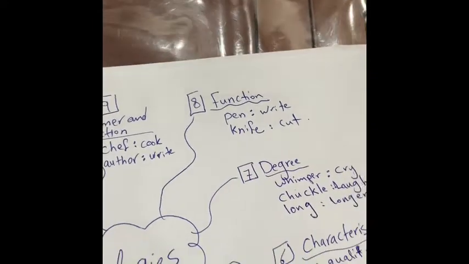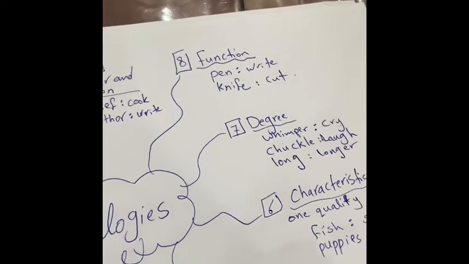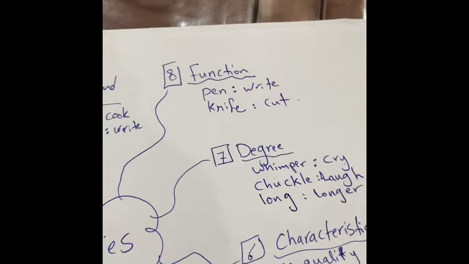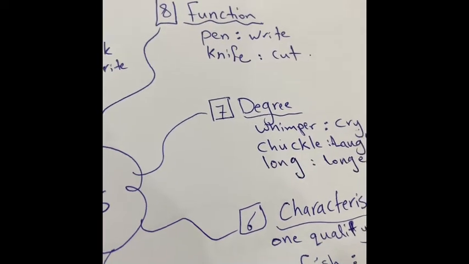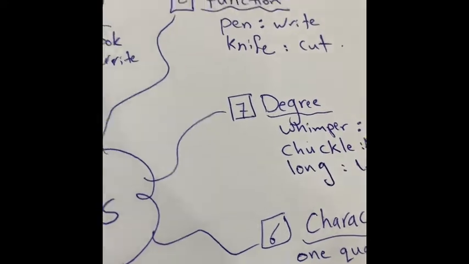Number eight, kind number eight, function. You know the meaning of function. What is the function of a pen, for example? It is to write. What is the function of a knife? It is to cut. So it's the function of something to do something else.